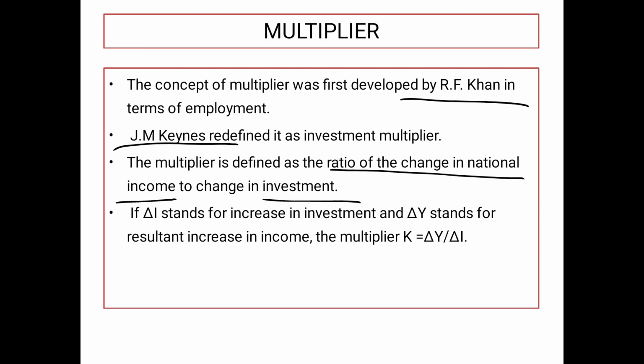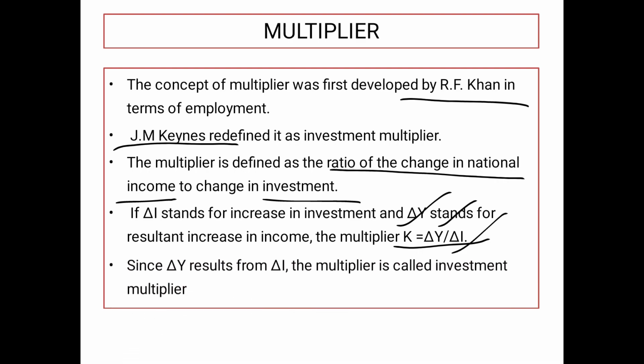So we have a formula for multiplier. K is equal to change in Y by change in I. K represents the multiplier. Change in Y tells you income. Income changes according to the investment. So Y results from I, as I told you earlier. If anyone asks you what the multiplier formula is, K is equal to change in Y by change in I.